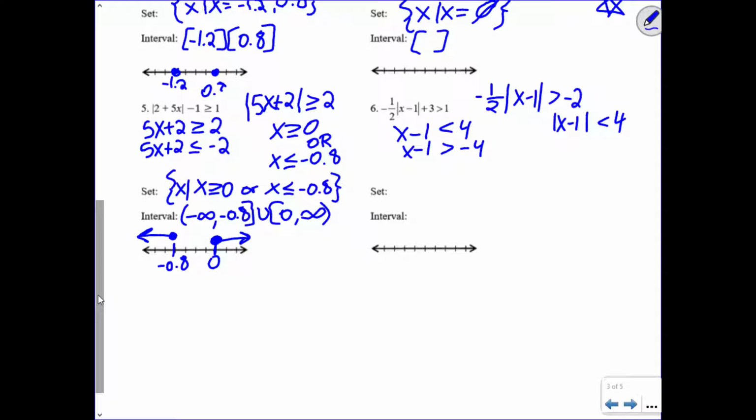So this was simplify, split, and now I'm going to solve. So if I add 1, it's 5. And then if I add 1 here, negative 3. Is the word going to be and or or?